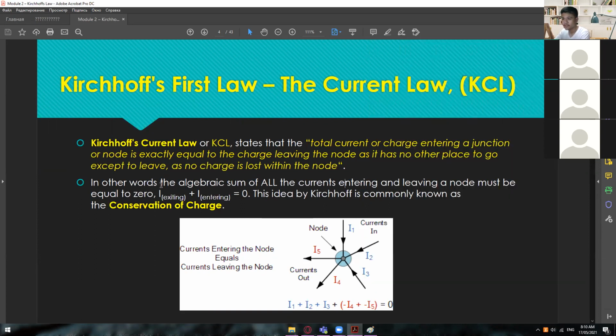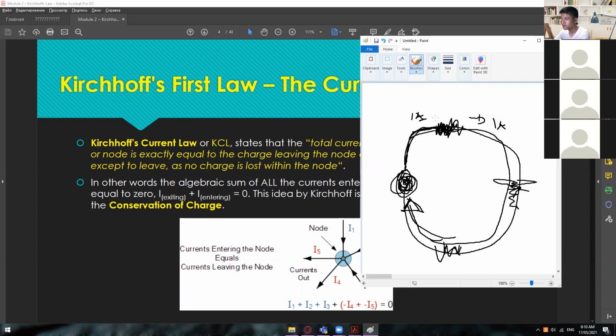In other words, the algebraic sum of all the currents entering and leaving a node must be equal to 0. We could use this formula as the foundation, or the very basic formula, for the KCL: I exiting plus I entering is equal to 0. Everything that goes in here, and then everything from the load resistors, even though it's 1,000 resistors, by the time it goes back to its original source, it is now equal to 0.